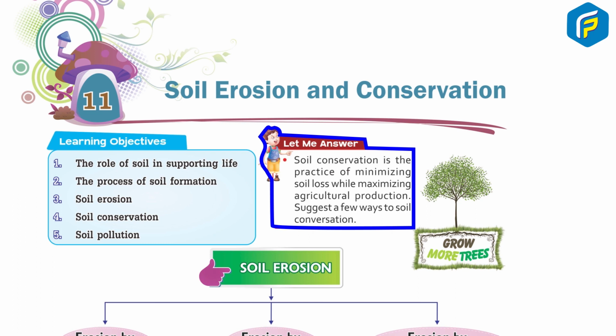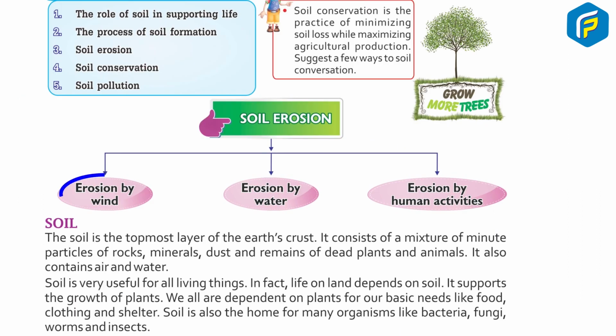Soil conservation is the practice of minimizing soil loss while maximizing agricultural production. Suggest a few ways of soil conservation. Soil erosion: erosion by wind, erosion by water, erosion by human activities.